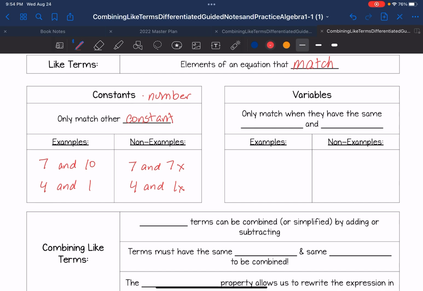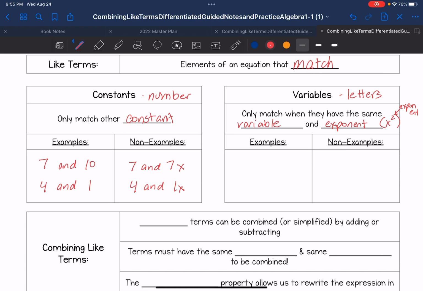All right, variables. Variables mean letters. Okay, so they only match when they have the same variable and exponent. So remember, an exponent example is x raised to the second power. That is your exponent, okay? And I know I'm writing really tiny here, but that's just a little reminder, okay?